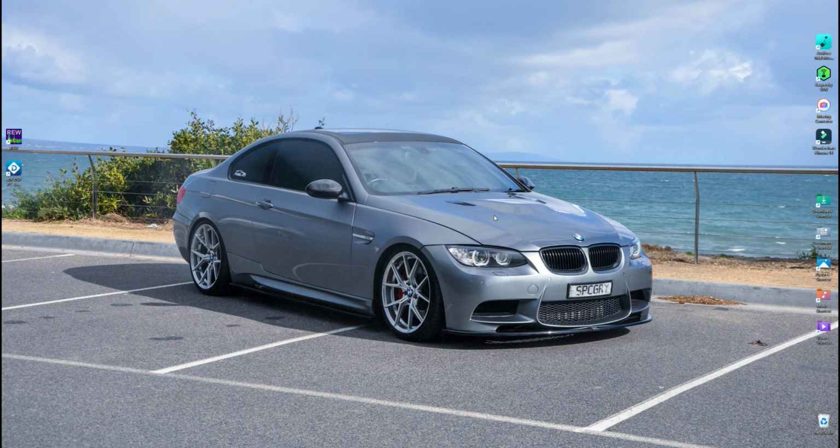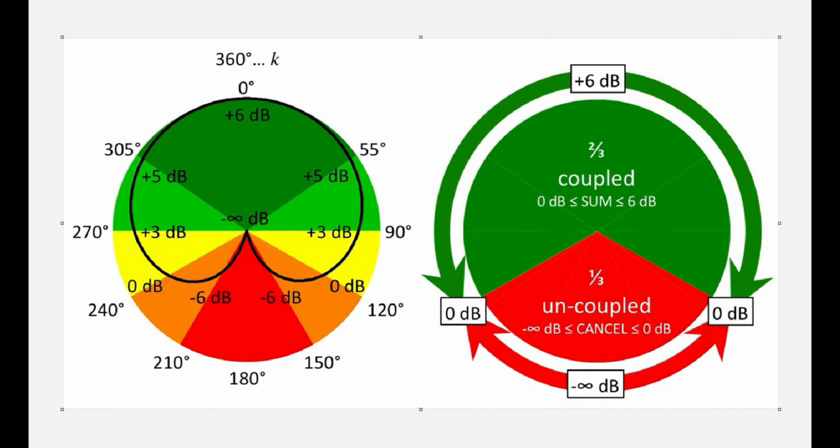Okay, so the next thing I want to have a look at is a tool called the phase wheel, and it gives you a bit of an idea of the amount of summation or cancellation that you'll get depending on how in phase or out of phase two speakers are. So let me just bring up the screen. So this is the phase wheel, and it's very handy in understanding just how much summation or cancellation you'll get depending on how in phase two speakers are.